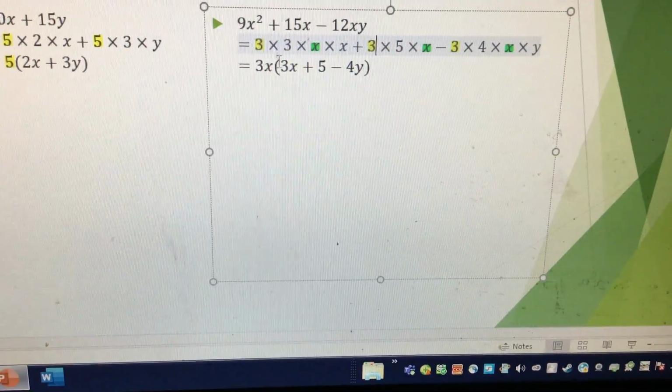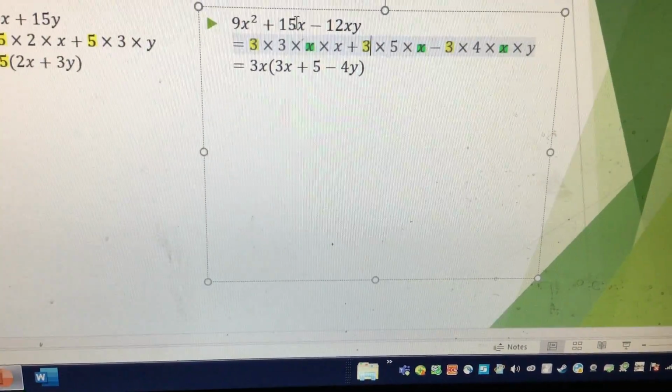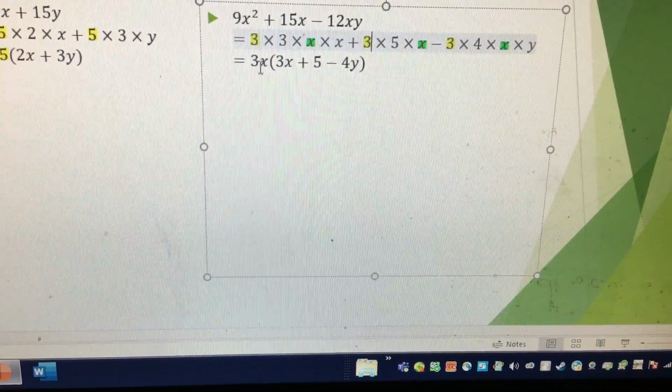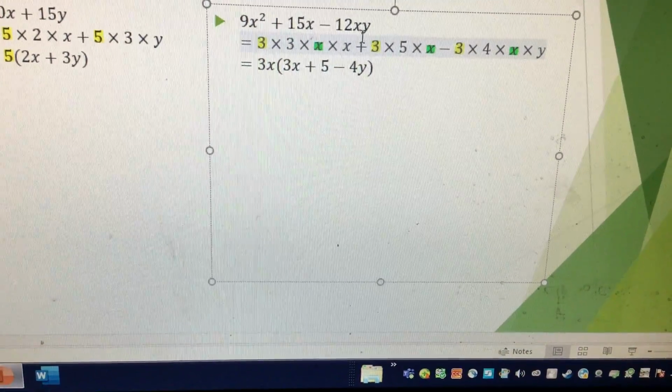Again, if you want to check you're right or wrong, you can expand. 3x times 3x give you 9x squared. 3x times 5 is 15x. And last, 3x times negative 4y is negative 12xy.